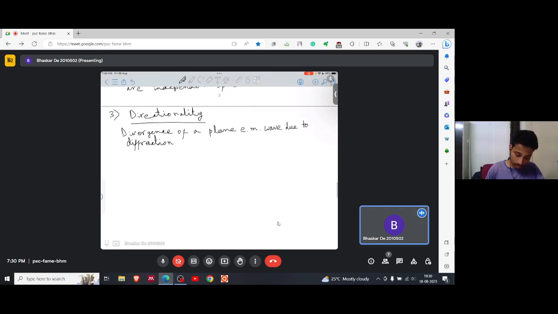So now the laser beam: this is the laser beam coming with a plane wavefront. Then there is an aperture that has a diameter of d. Then after the diffraction from this aperture, it will diverge a little bit, and there is this screen.